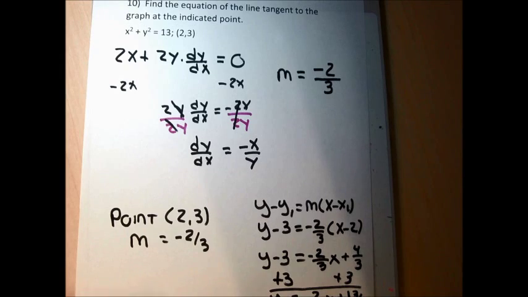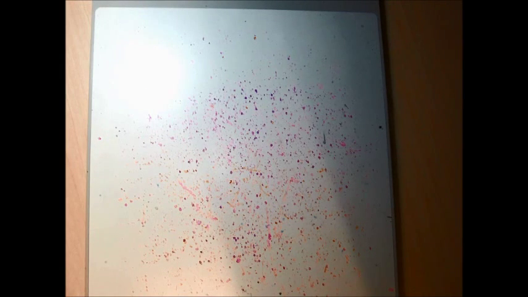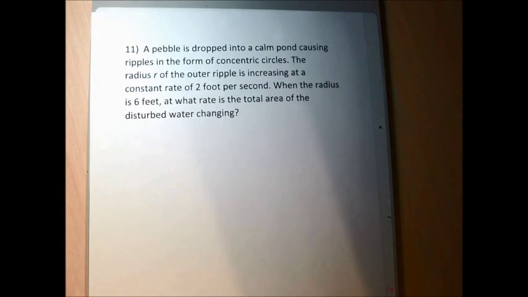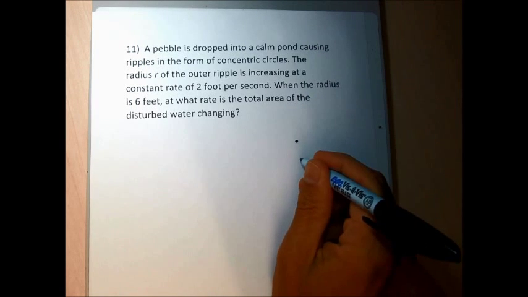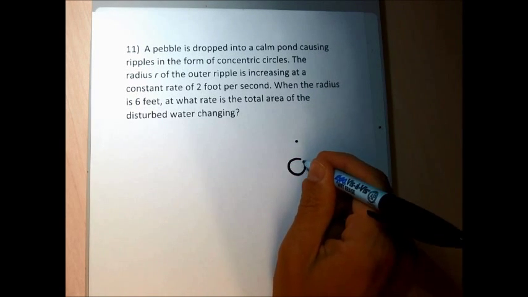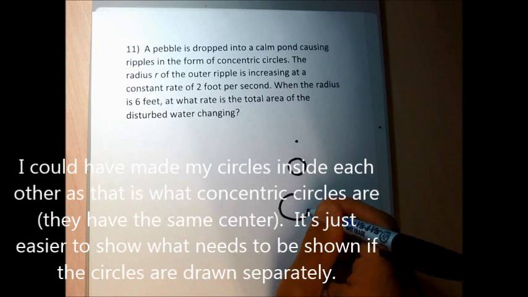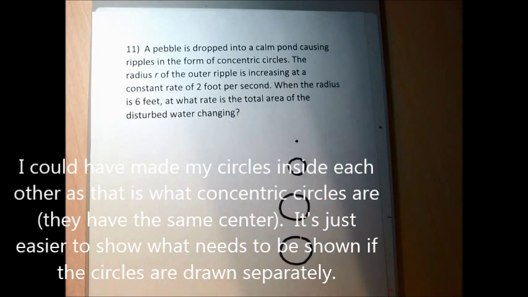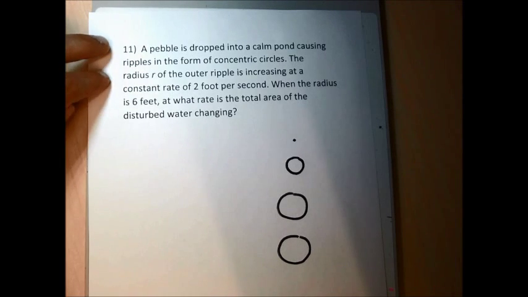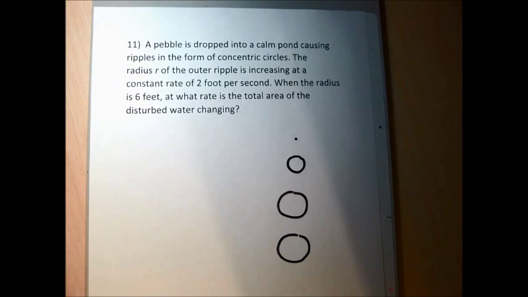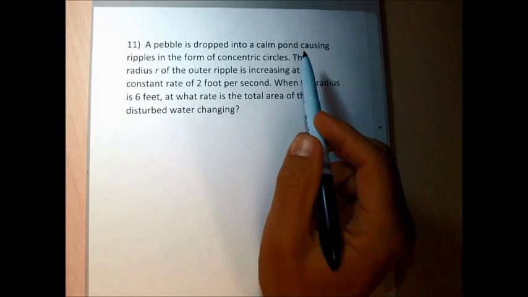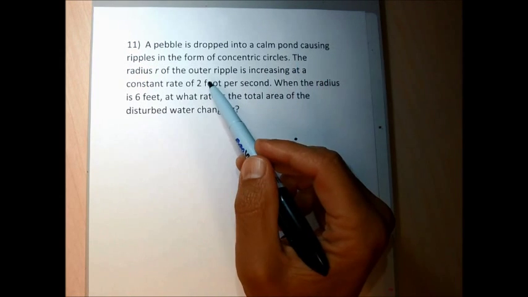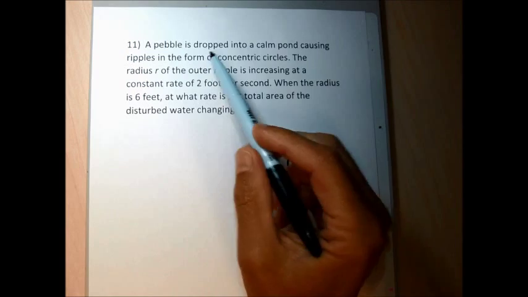So we have 2 more problems left in the related rates word problems. Problem 11 is that you take a pebble, drop it into a still pond, and then it forms concentric circles, and they get bigger. Mine didn't particularly get bigger, but the concentric circles keep getting bigger and bigger, and so if I read this, this is the diagram.